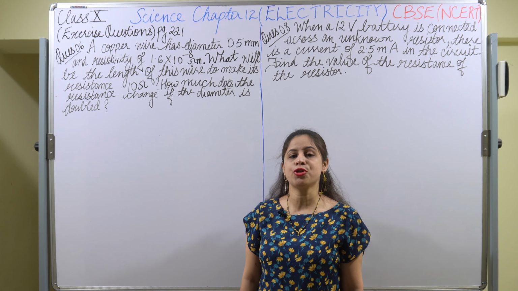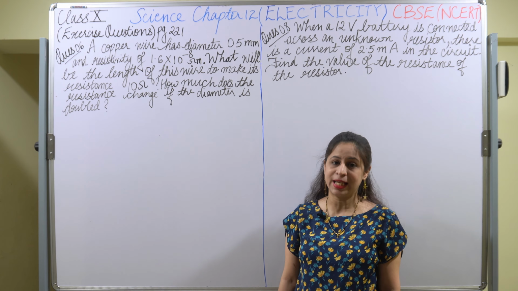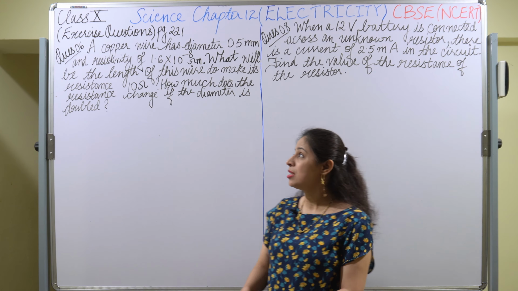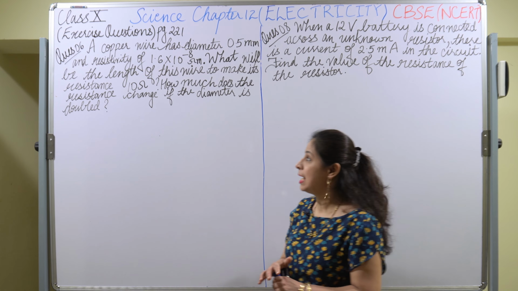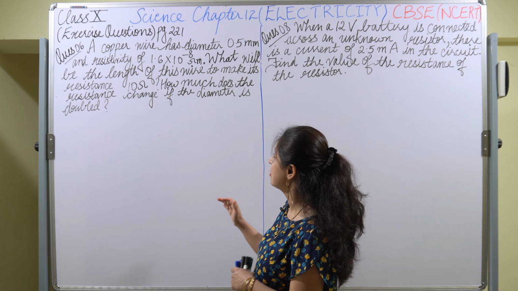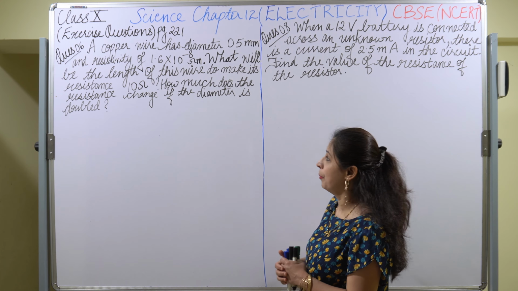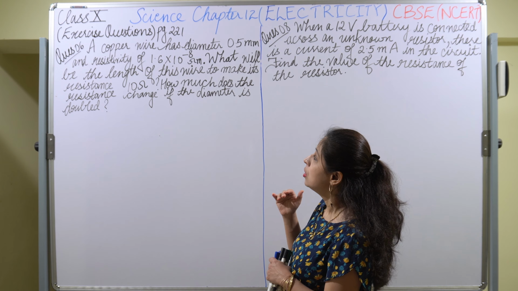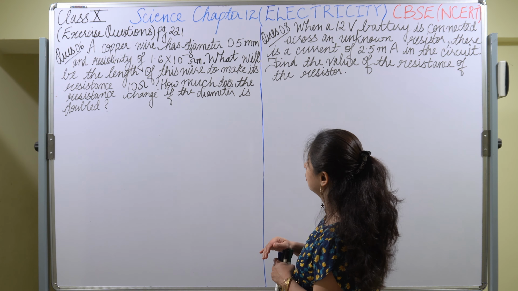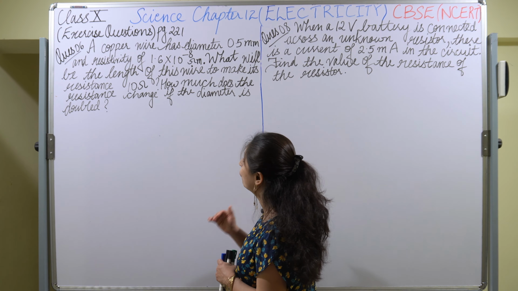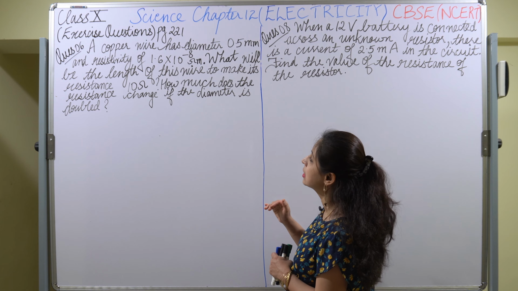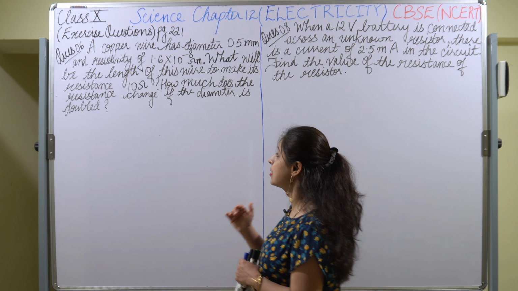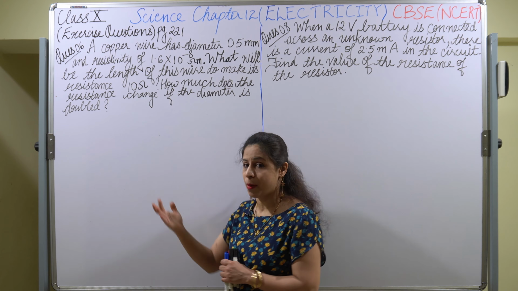So let us start with question number 6 of chapter 12 Electricity, class 10, CBSE NCERT. It says: a copper wire has diameter 0.5 mm and resistivity of 1.6 into 10 power minus 8 ohm meter. What will be the length of this wire to make its resistance 10 ohms? How much does the resistance change if the diameter is doubled?